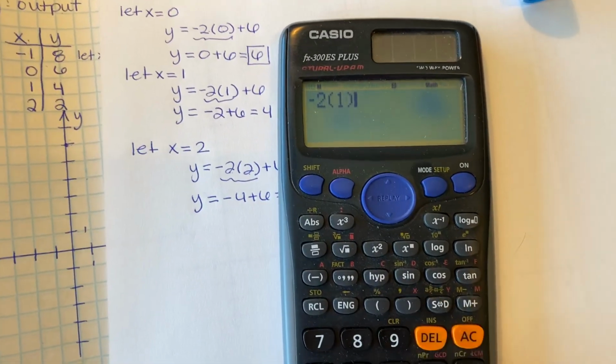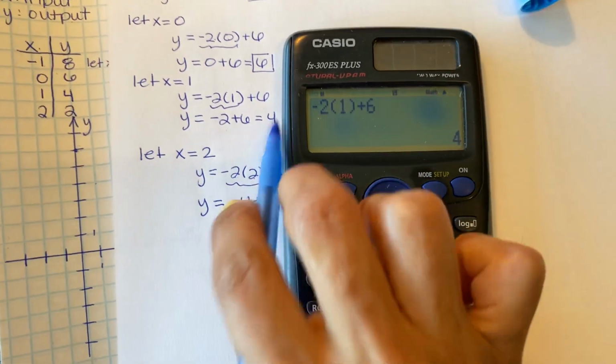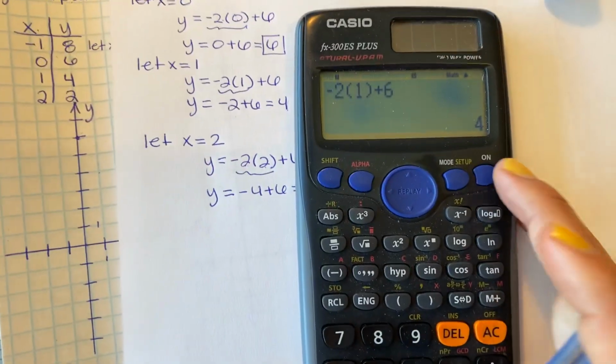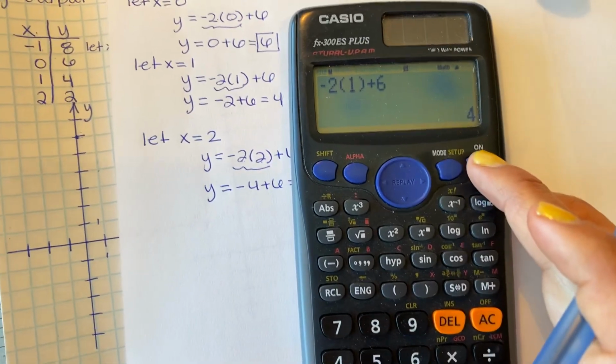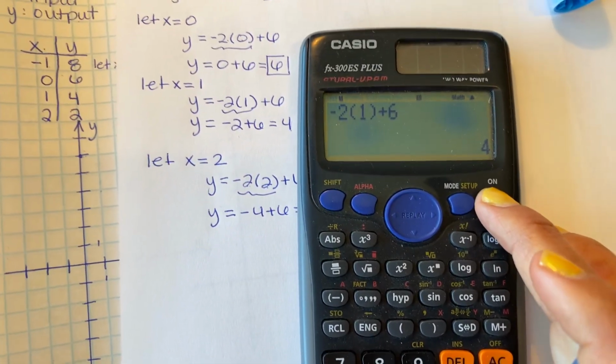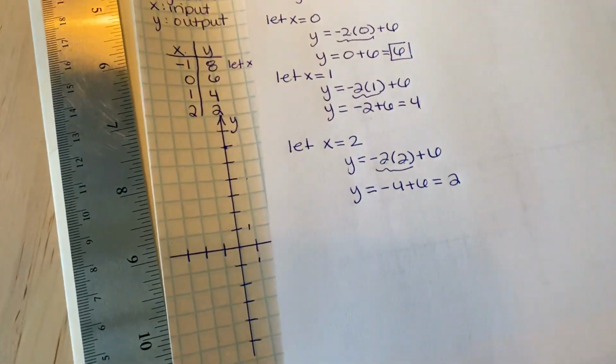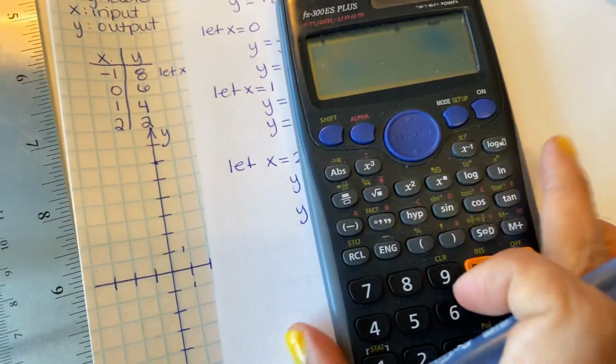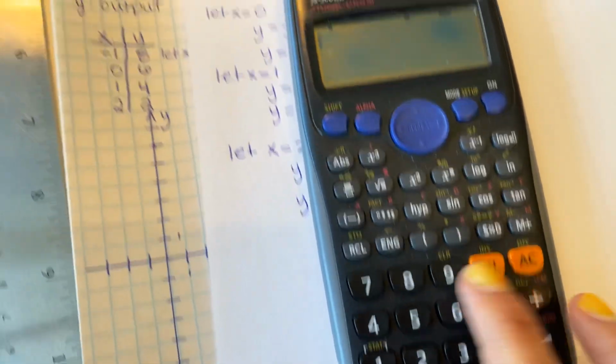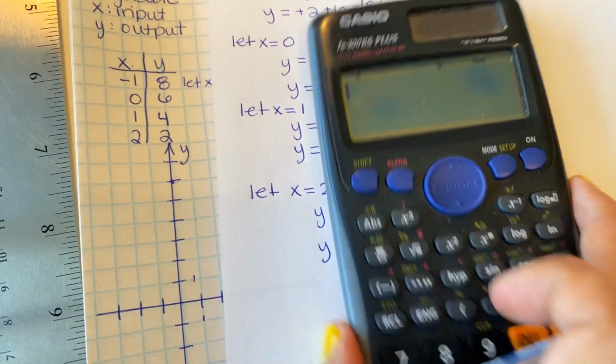-2, 1 plus 6, and there's my 4. Okay, so as long as you know how to use your calculator, you're successful as well. Remember, garbage in, garbage out. If you're getting a wrong answer, then you're probably punching in the buttons incorrectly, or you might be using the subtraction button instead of the negative button.